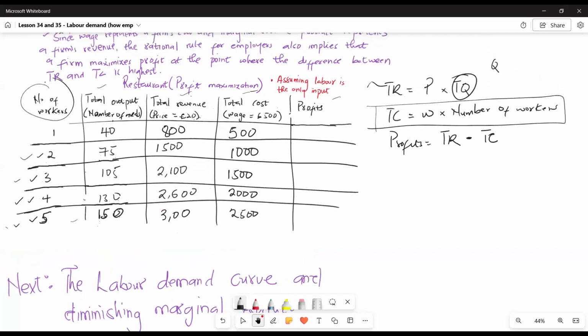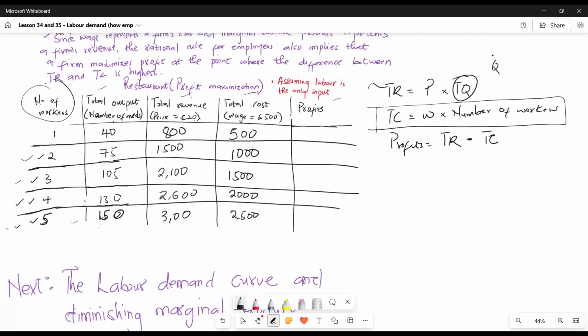Now let's move on to the profit. We know that profit is the difference between the total revenue and the total cost. So with one worker, the total revenue is 800 and the total cost is 500. So the profit is 300. With two workers, total revenue is 1,500, total cost is 1,000, so the difference is 500.